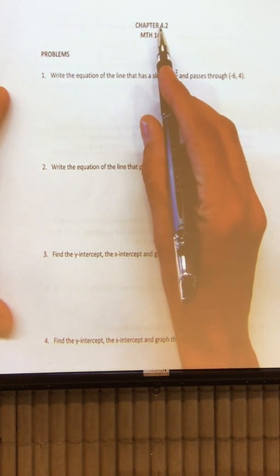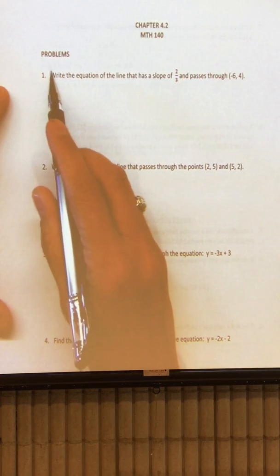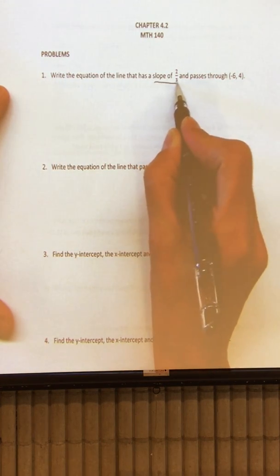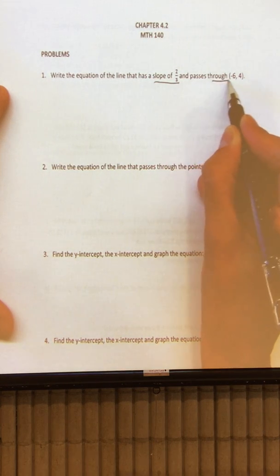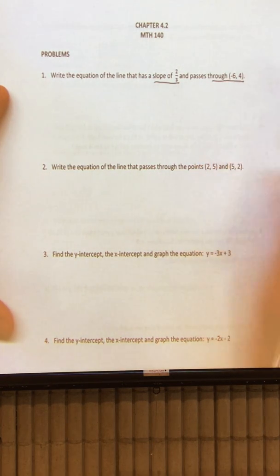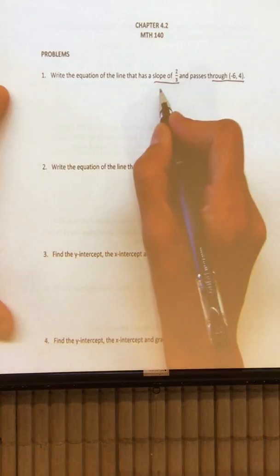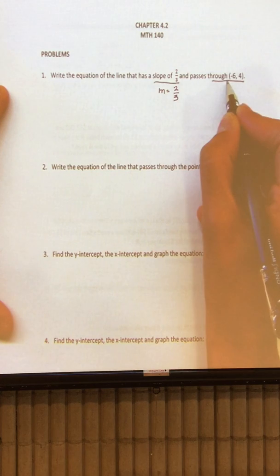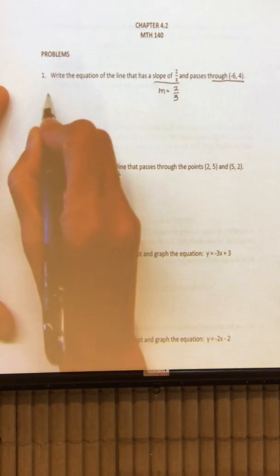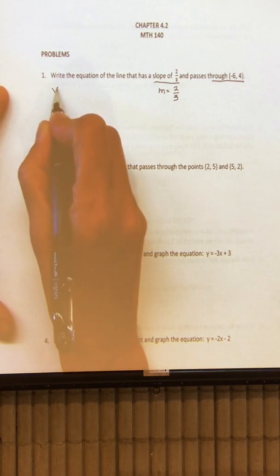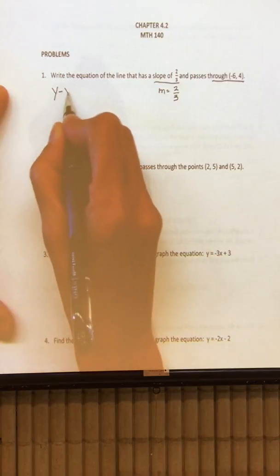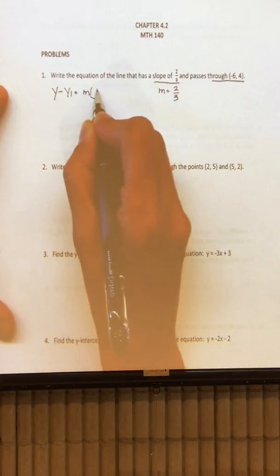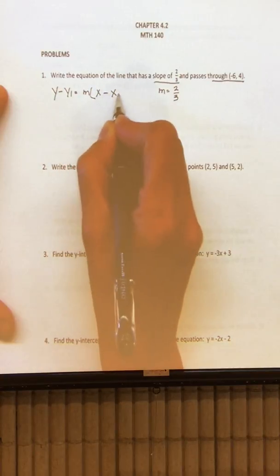Let us start Chapter 4, Section 2. Problem number 1. Write the equation of the line that has a slope 2 over 3 and passes through the point -6, 4. Since you have a slope and a point, let us use the point-slope form of the equation. The point-slope form of the equation is y minus y1 equals m times x minus x1.